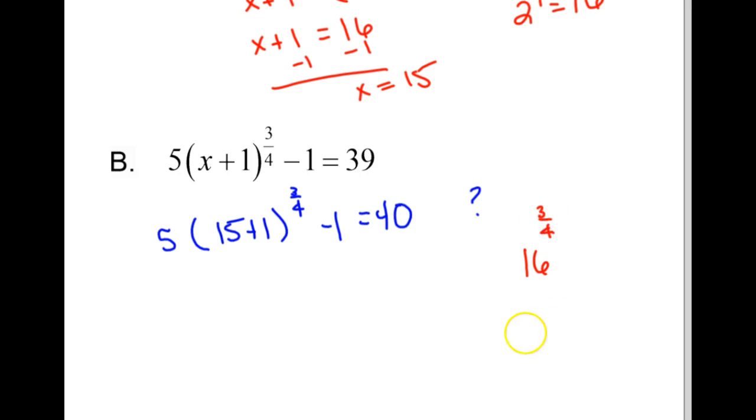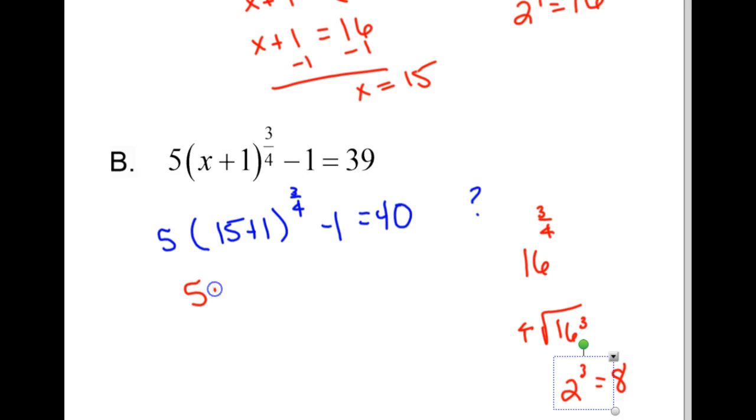So I'm going to take 16 to the 3/4 power, which is the 4th root of 16 cubed. The 4th root of 16 is 2, cubed, which gives me 8. So this whole thing right here becomes 8.